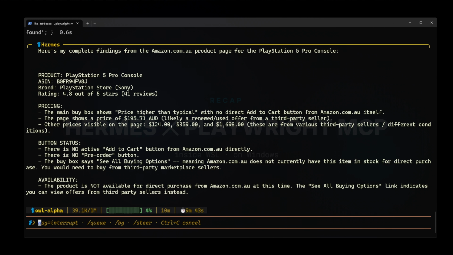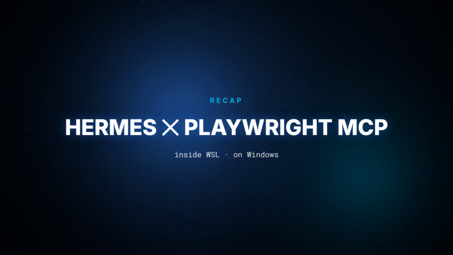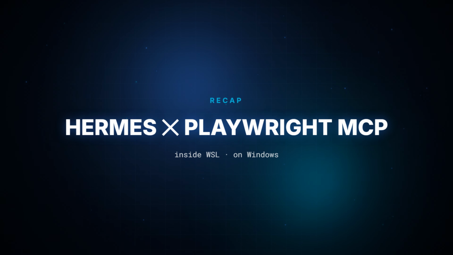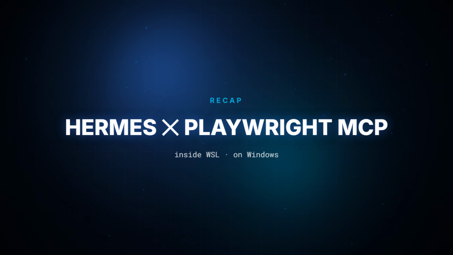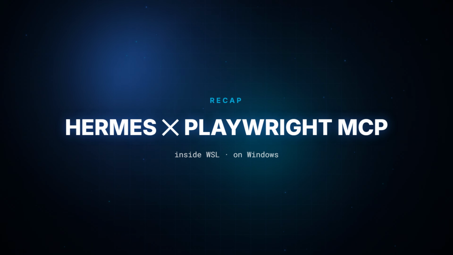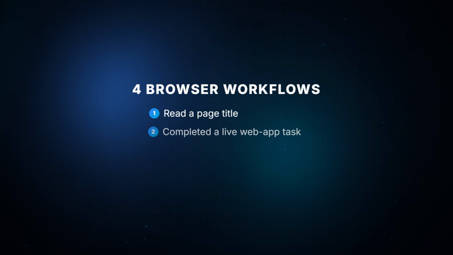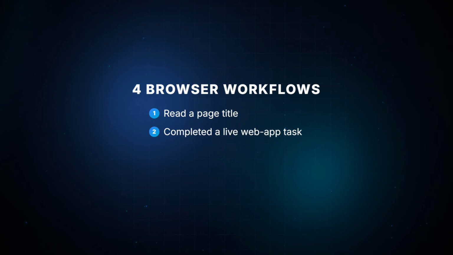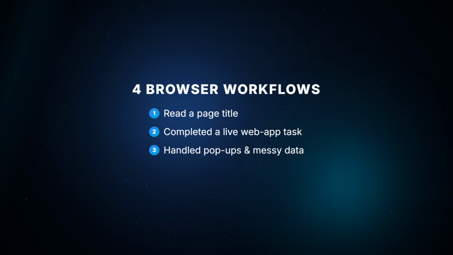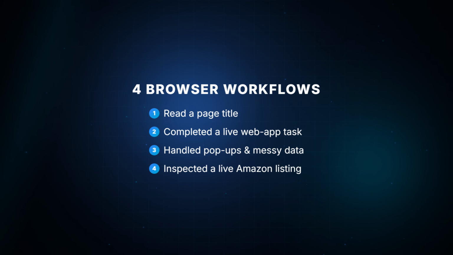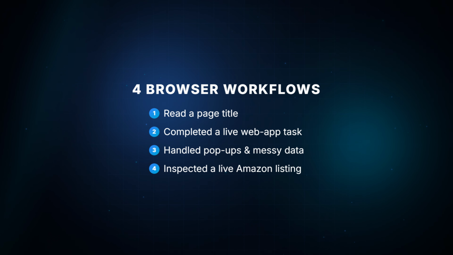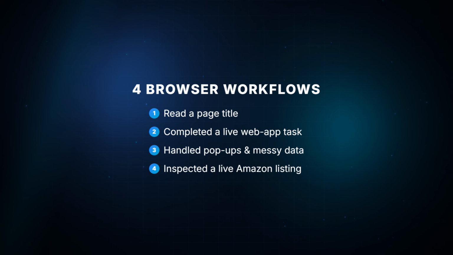In this video, we connected Hermes to Playwright MCP inside of WSL on a Windows machine, then tested four increasingly difficult browser workflows. First, Hermes read a page title, then it completed a task in a live web app, then it handled a privacy pop-up, inconsistent layouts, and missing data on Rotten Tomatoes. Finally, it inspected a dynamic Amazon listing and reasoned about actual purchase availability.